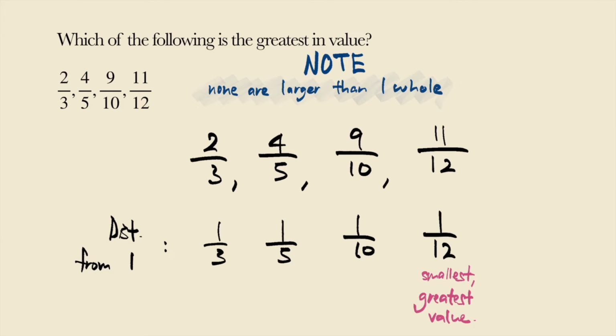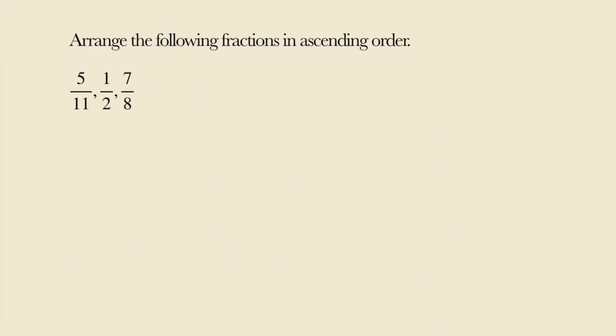If you're confused, don't worry, I have a question later on mentioned in the description below. You can go to the timestamp and I will explain visually what I mean with this concept of distance to 1 whole. Arrange in ascending order over here.